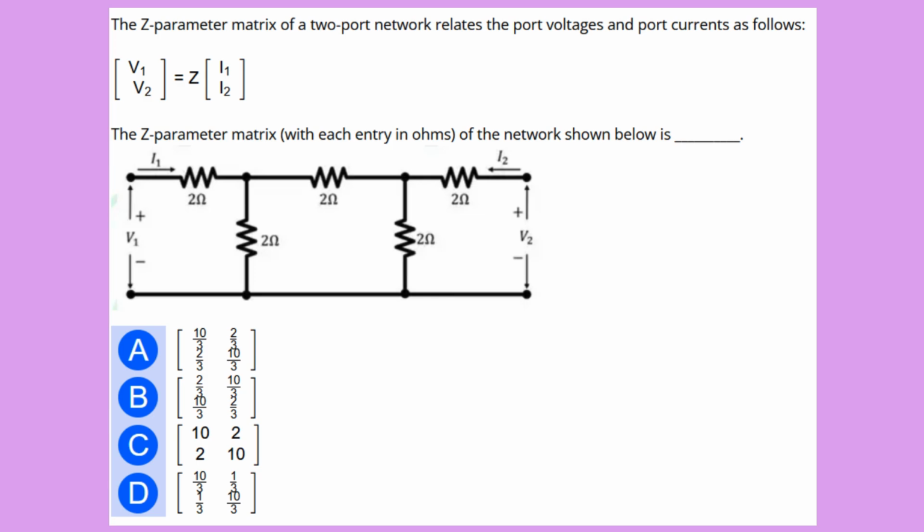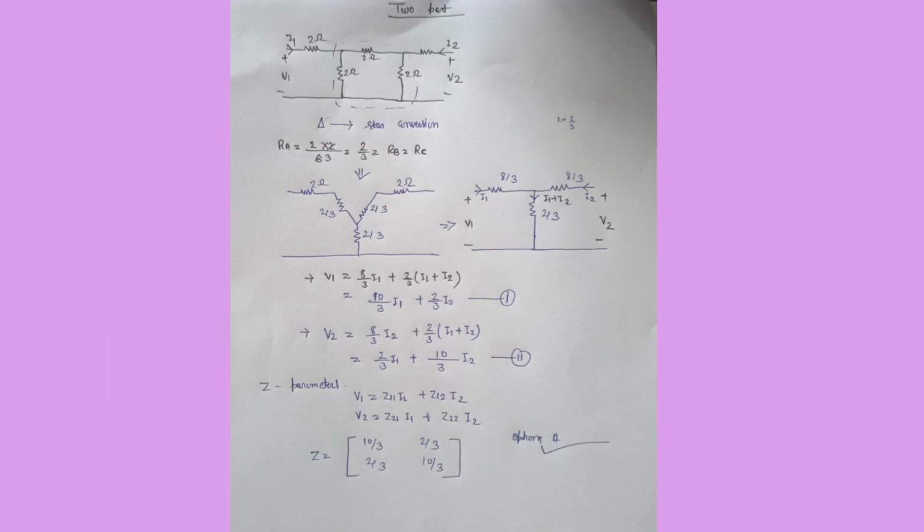In the next question, the Z parameter is asked; we find the Z parameter of the circuit. See the solution. Firstly, the circuit looks like a delta, so we convert it into star. RA equals 2 into 2 upon 6, so RA equals RB equals RC equals 2 by 3. In this circuit you see 2 by 3, 2 by 3, and down 2 by 3.